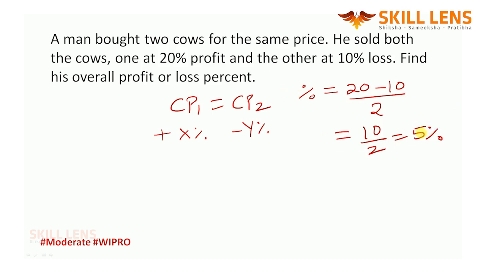If you end up here with a positive value, you are in profit. If you end up here with a negative value, you are in loss. So the shortcut is what? Profit or loss percentage is going to be plus or minus x plus or minus y divided by 2.